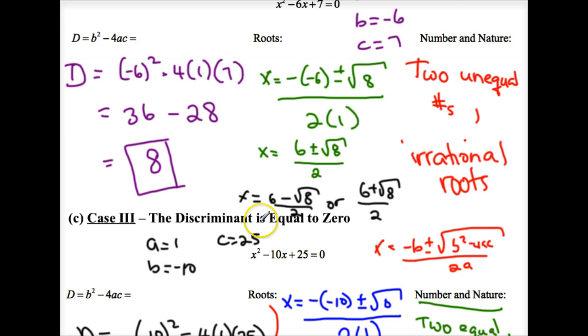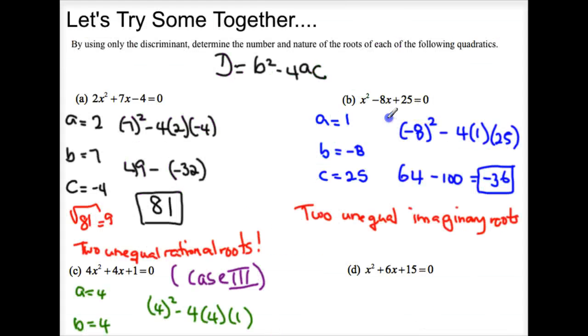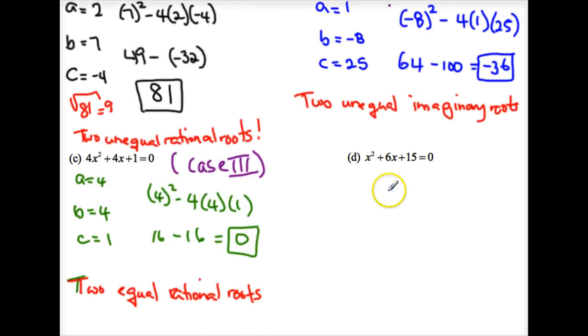Yes, case 3 is when the discriminant is 0. We know this was case 1. This was case 4. So let's try this last one here.